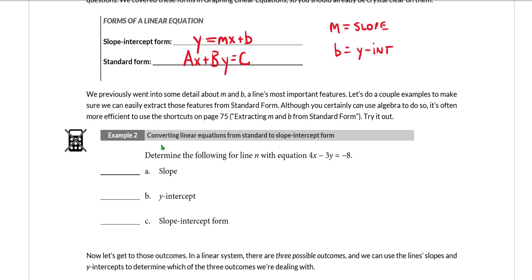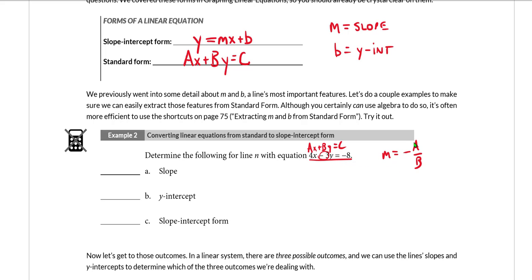So here's what we're going to do in example 2. We are going to take a look at this standard form equation, and we are going to derive from it the slope, the y-intercept, and slope-intercept form. Now, for those of you that have done the section 8 video, you should be using your shortcuts here. You learned in section 8 that m equals negative a over b, where in this case you have got your a equaling 4, your b equaling negative 3, and your c equaling negative 8.